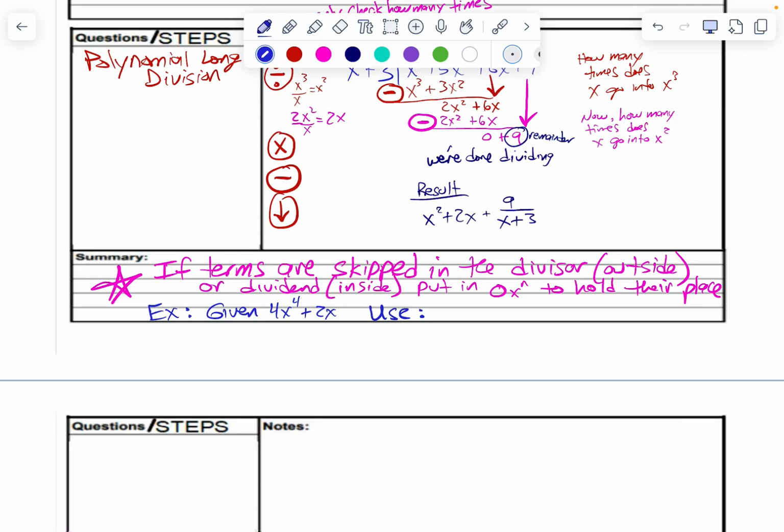Okay, if you're given 4x to the fourth plus 2x, we're going to use 4x to the fourth plus 0x to the third plus 0x squared plus 2x. And you don't necessarily need to write the 0 at the end, but do it. I think it will help you make less mistakes. Okay, so we filled in 0x cubed, 0x squared, and the 0 at the end.